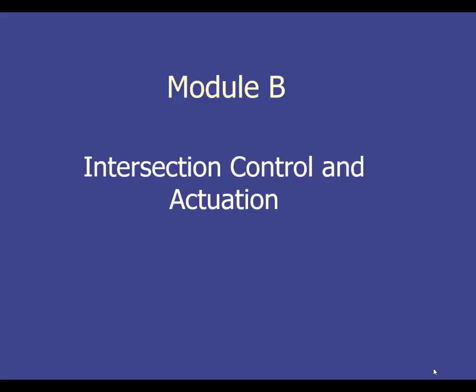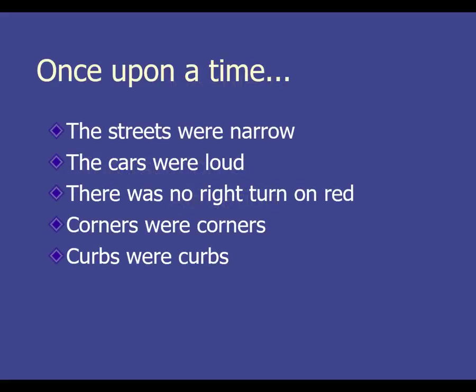We're starting Module B, which is intersection control and actuation. Like all good stories, they often begin with a phrase that says, "Once upon a time." And I want to be right in there with all good stories, so I'm going to start in the same way. Once upon a time, the streets were narrow, cars were loud, there was no right turn on red.